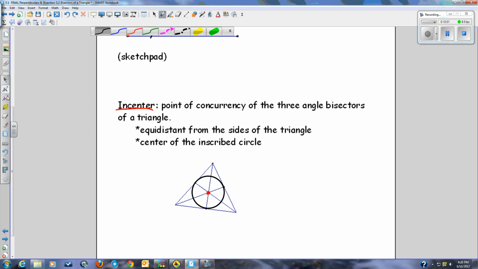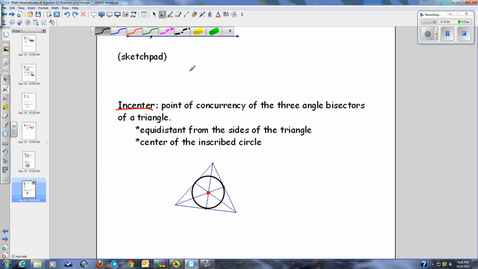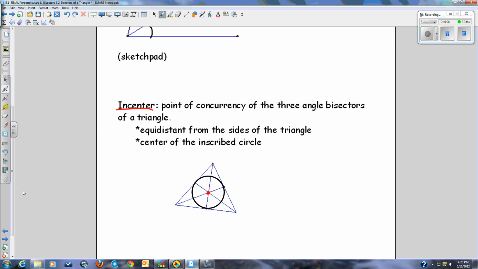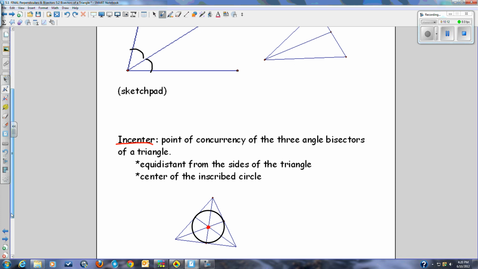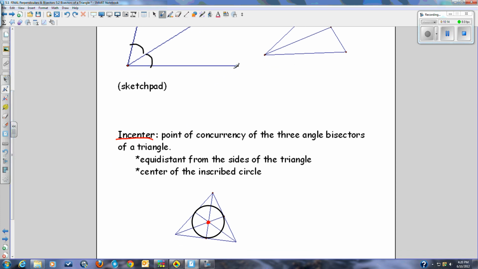So this was just a whole lot of vocabulary today that we've learned and some diagrams. We're going to be going over constructions in class. I'm sure you've noticed that here I've written Sketchpad. I'm going to show you how to create the angle bisectors of a triangle through constructions, and we'll be doing that in class. Bring your questions with you.